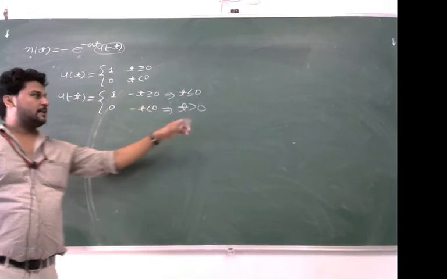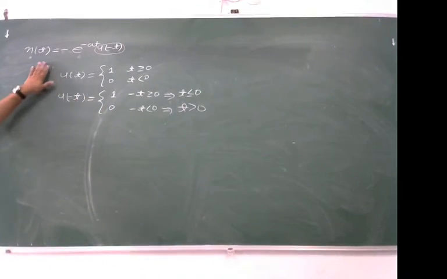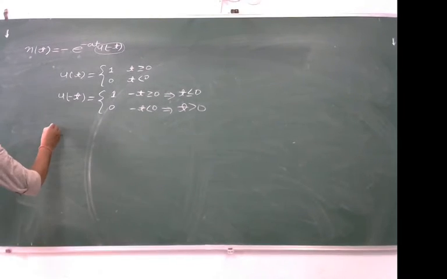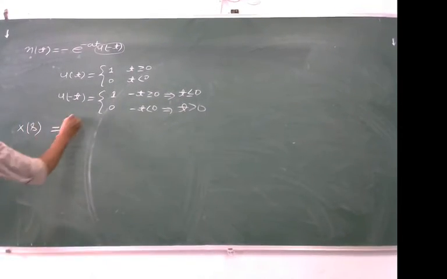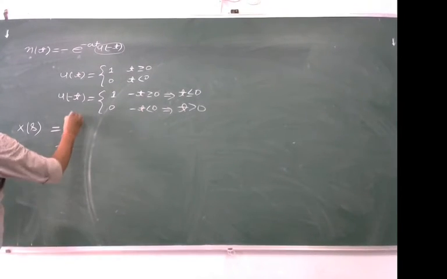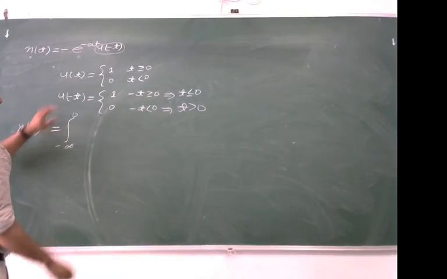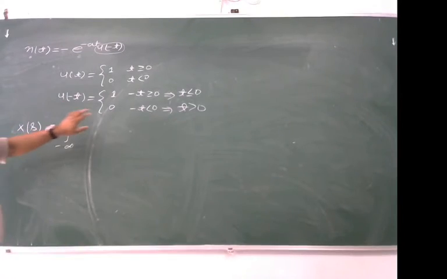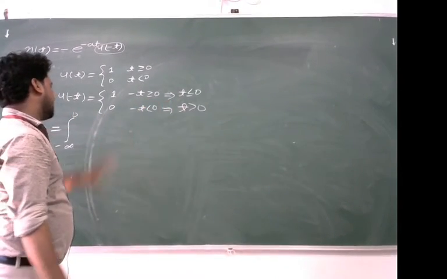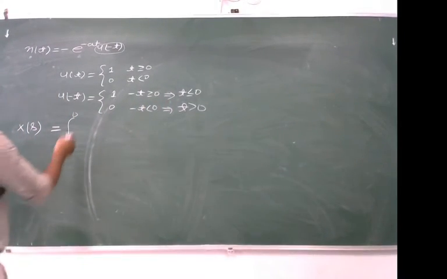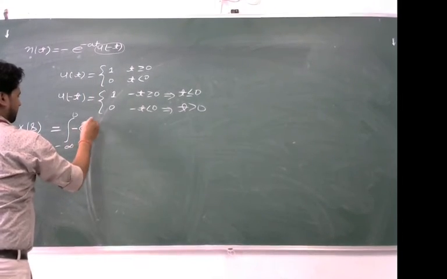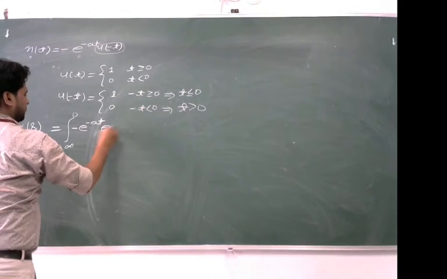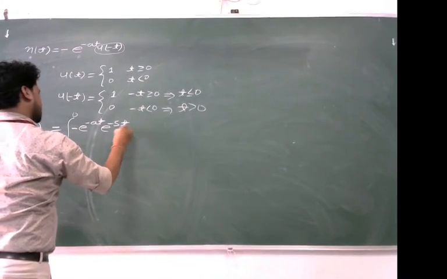So I will write the limit here. From now I will write the limit in the relation of Laplace transform from minus infinity to 0, because this signal u of minus t will exist only for this region, t less than or equal to 0. And now this will become minus e power minus at into e power minus st dt.